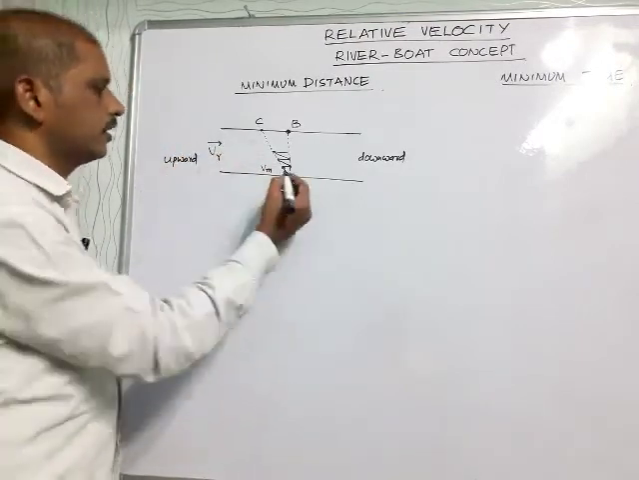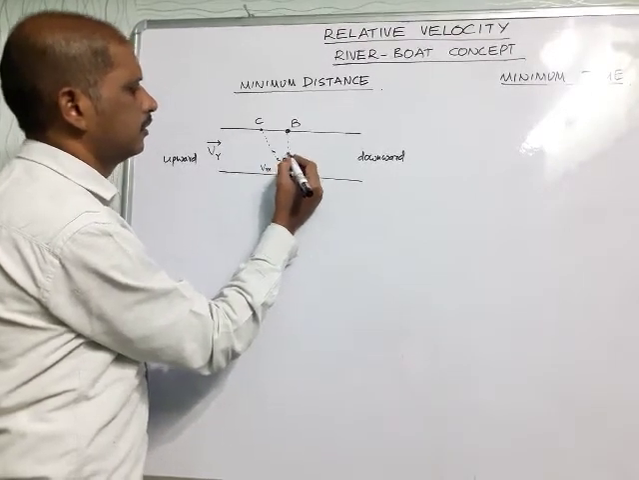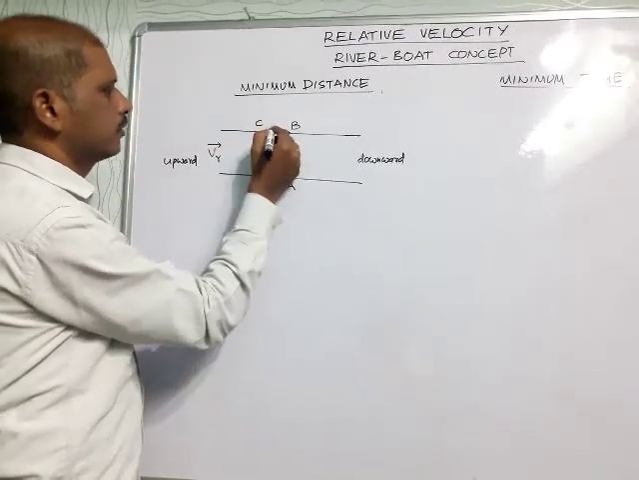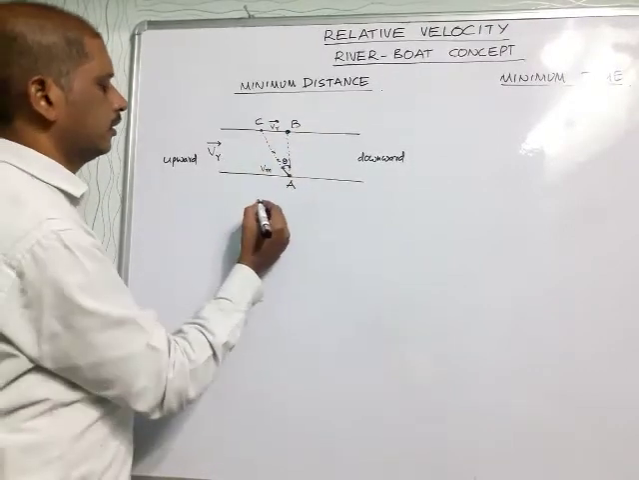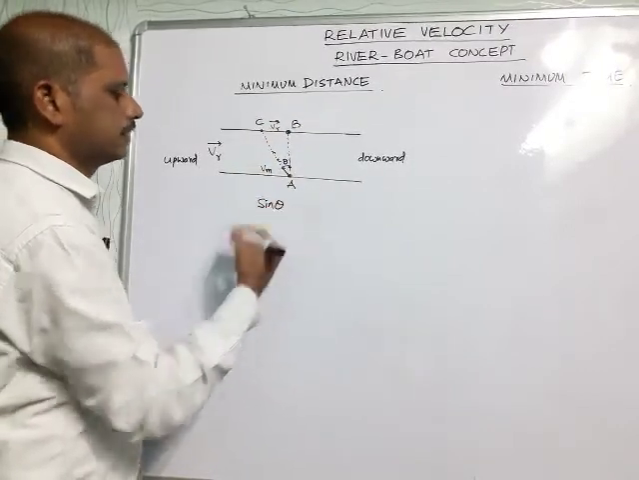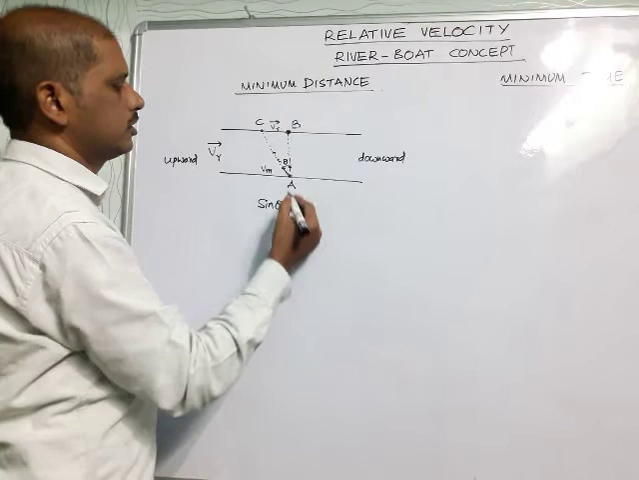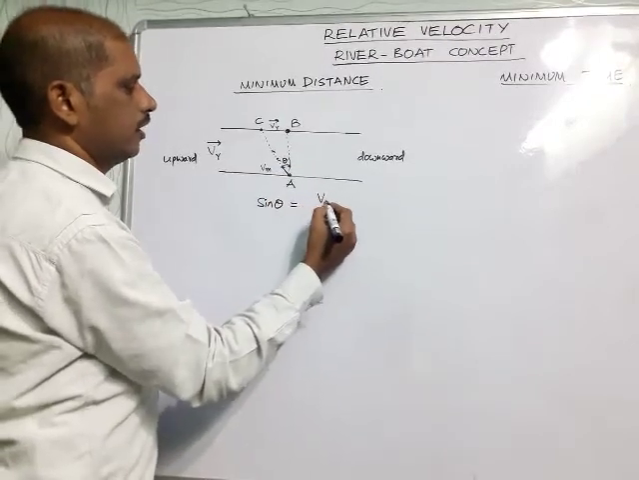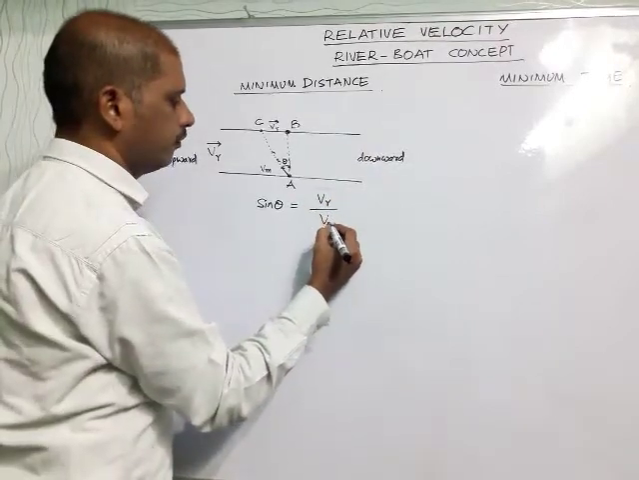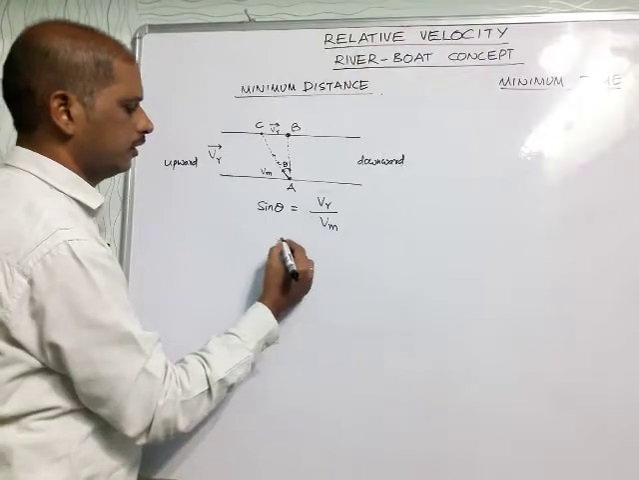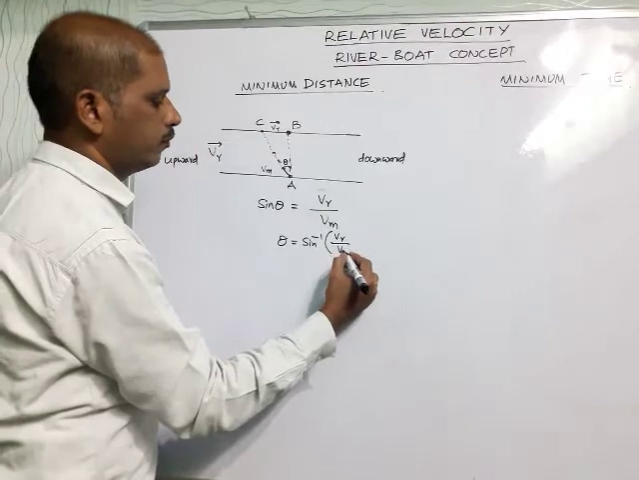Here if you consider this as theta, this is Vm, and this is Vr. Here also you can consider Vr, velocity of the river in this direction. If you want to calculate the angle, you can apply sin theta. Sin theta is equal to opposite side by hypotenuse. So Vr, magnitudes only we are considering, Vr by Vm, this is the sin theta value. Theta is equal to sin inverse of Vr by Vm, you can write.